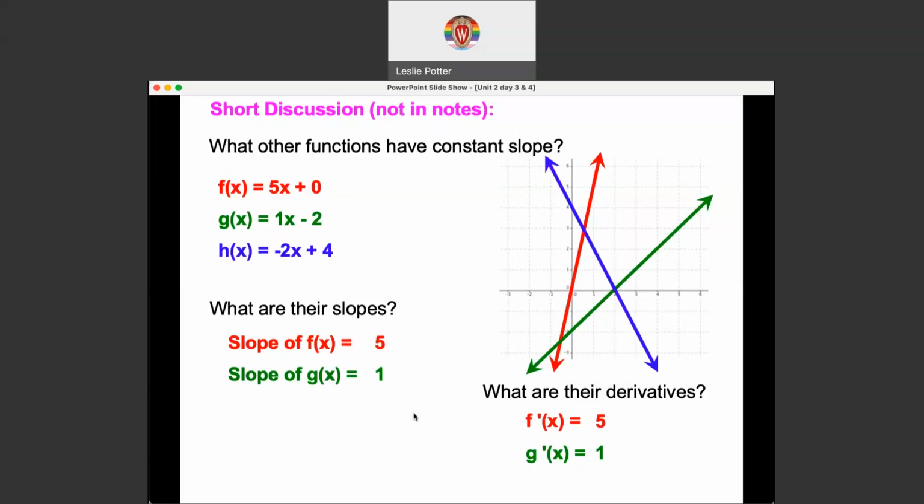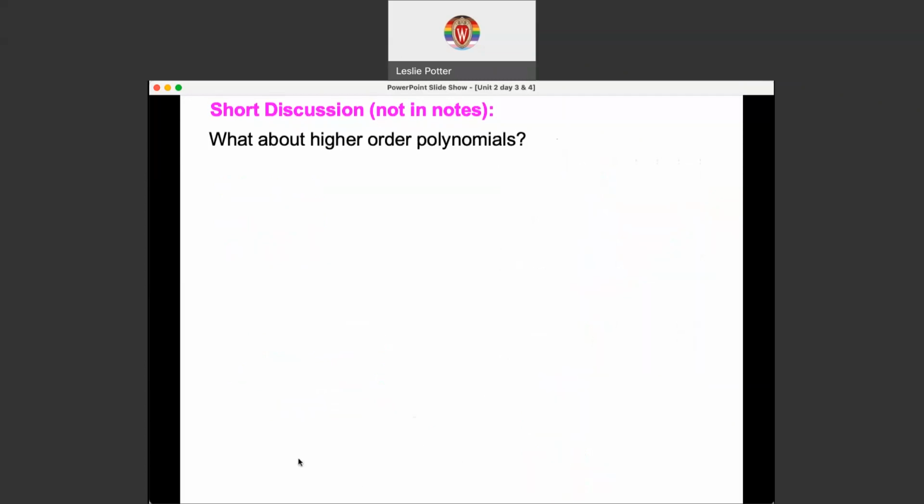How about this line? H of x equals negative 2x plus 4. What's its slope? Negative 2. Don't pick the other number, right? What's its derivative? Negative 2. Everywhere. So now you know how to find the derivatives not only of constant functions, but any linear function that I give you, without doing the limit method. That's pretty nice. Okay, what about higher order polynomials?